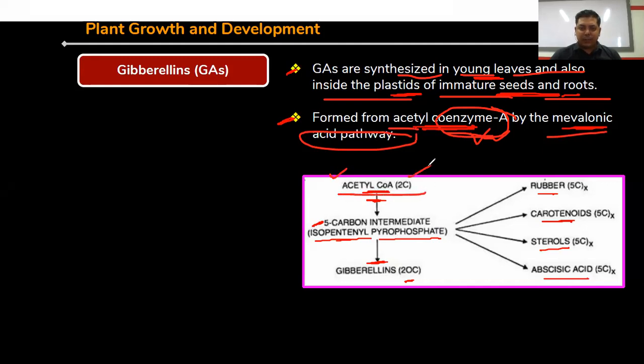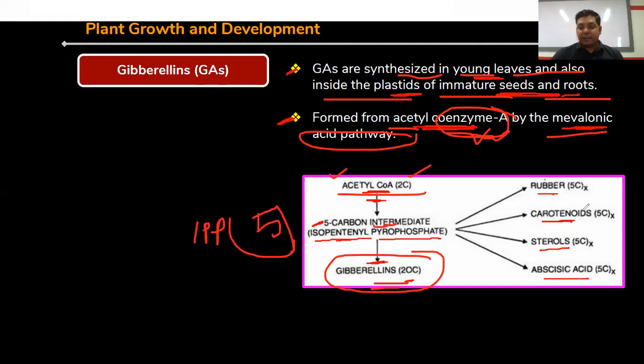First, acetyl CoA, which is 2 carbon in nature, from where the 5 carbon intermediate, isopentenyl pyrophosphate or IPP, is produced. Clear? From this IPP, 20 carbon gibberellic acids are produced. And this gibberellic acid is involved in several functions in the plant body. Through this 5 carbon IPP, rubber, carotenoids, sterols, as well as abscisic acid are also produced. So the mevalonic acid pathway is the common pathway for formation of gibberellic acid as well as abscisic acid. Clear?